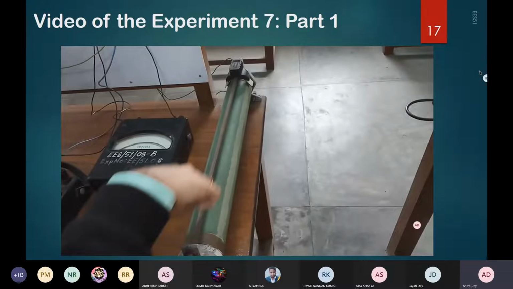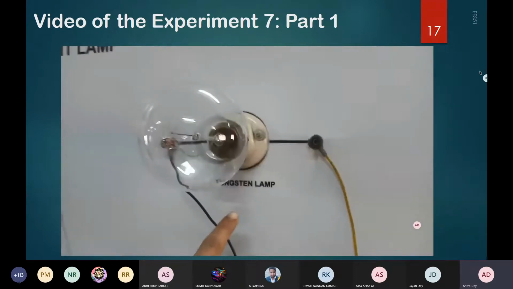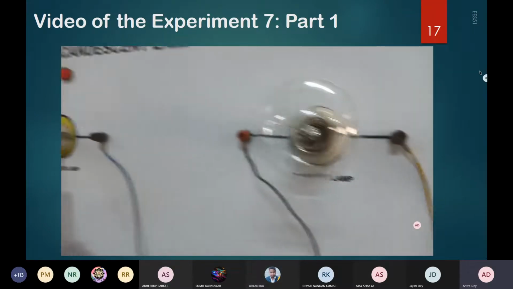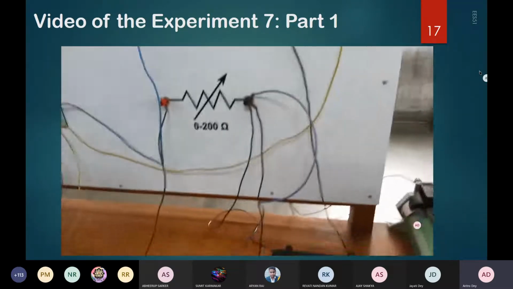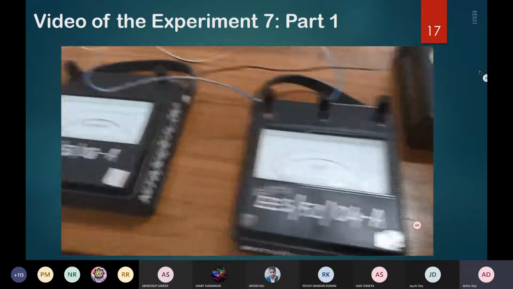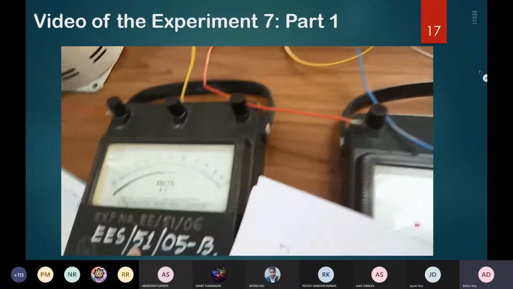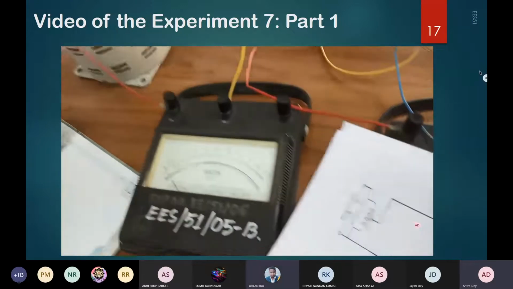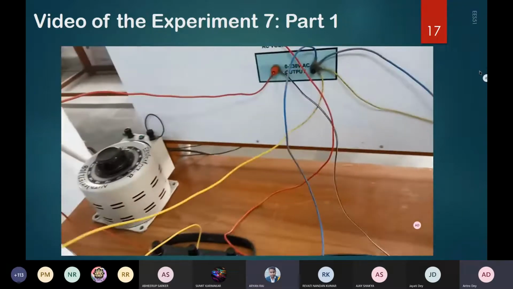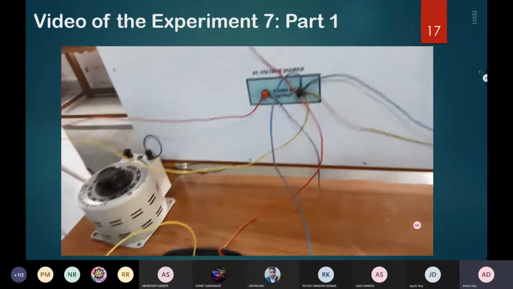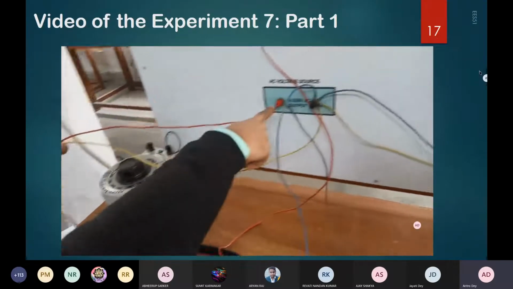Right? As you can see, this is your tungsten lamp and this is your carbon lamp, right? And we are using a total of 2 voltmeters. 1 voltmeter is connected, as it is shown, across the variac. So this one is your V1, which I have connected across the variac like this. So these are connected in parallel. I have connected this voltmeter in parallel to the auto transformer or variac, because the auto transformer is connected at this point, right?